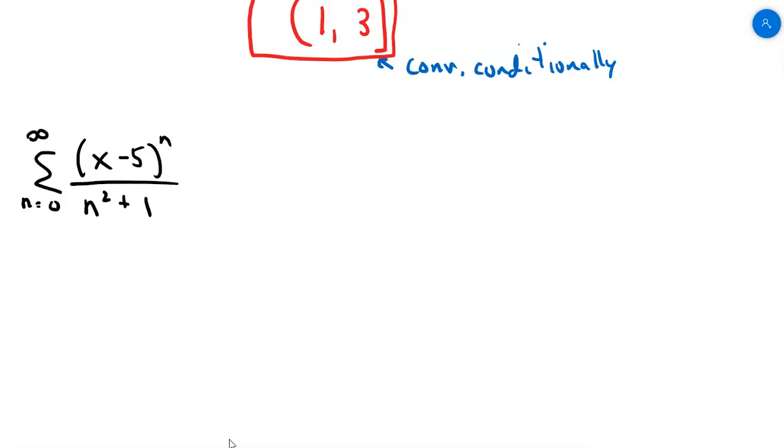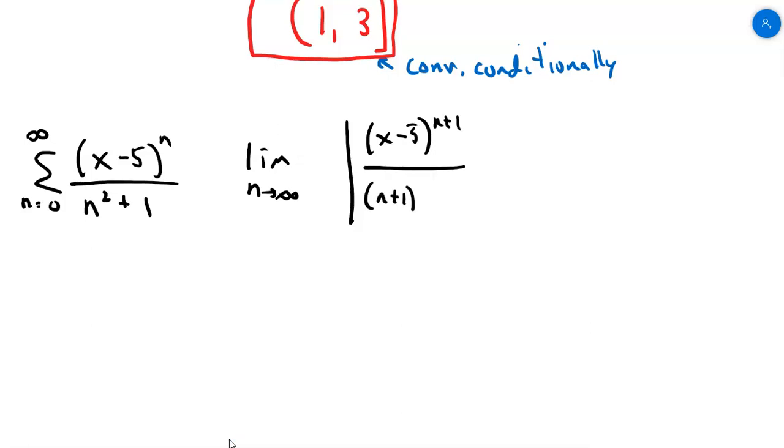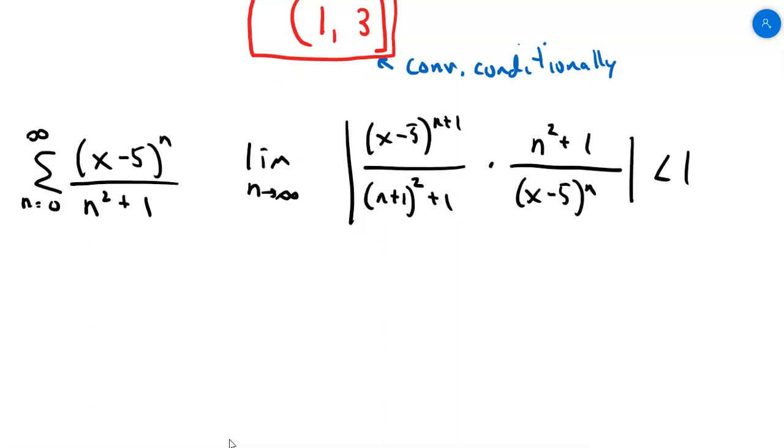So let's start with the ratio test. Let's look at the limit as n approaches infinity of (x minus 5) to the n plus 1 over (n plus 1) squared plus 1, times, and then we'll leave the n squared plus 1 now on the top, the (x minus 5) to the n on the bottom. And remember, the goal is to force this limit to be less than 1.